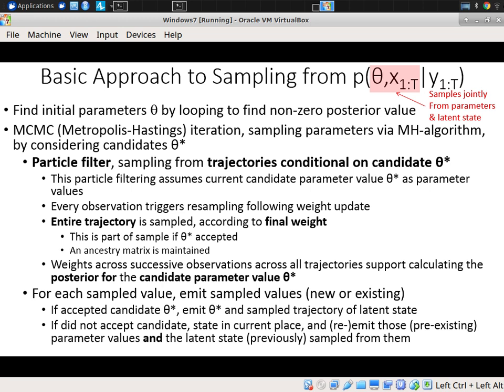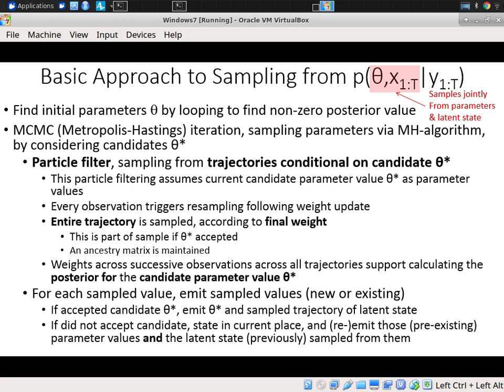We talk about PMCMC having these MCMC iterations. And those MCMC iterations basically are going to consider candidates theta star, which are just perturbed values of theta. We're doing exactly the same thing as in MCMC. We're taking our current theta, which contains our assumptions about the parameters, and we're adding, for the simplest case, random walk Metropolis-Hastings, a random perturbation to it to get a theta star. And then we're going to evaluate that candidate and either accept it or reject it.